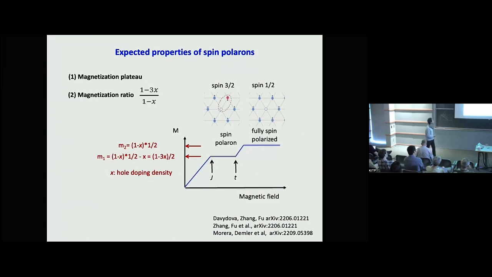So then the next prediction is that if you take the ratio of the magnetization plateau, it should follow this very specific doping dependence, (1 minus 3x) divided by (1 minus x). It's because of this 3/2 to 1/2 spin particle.